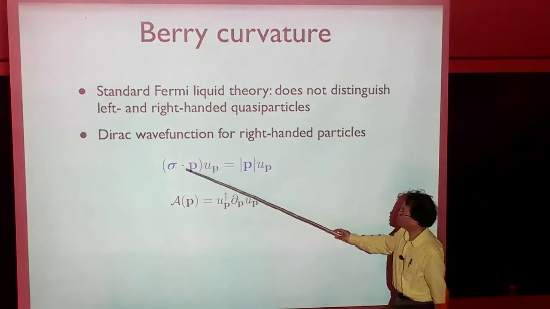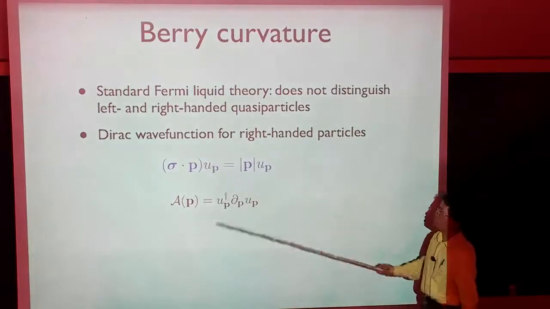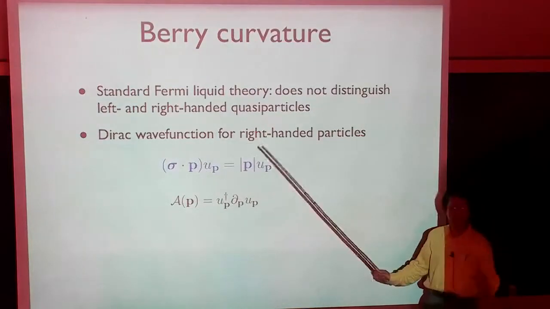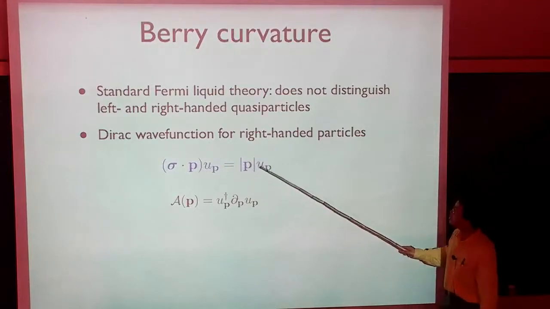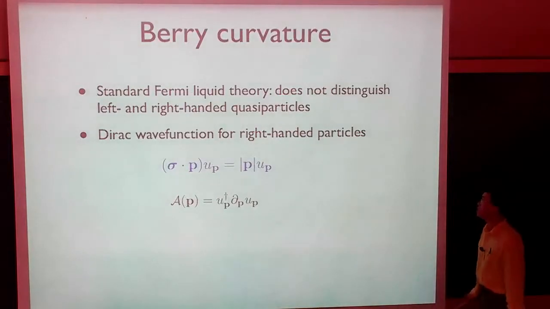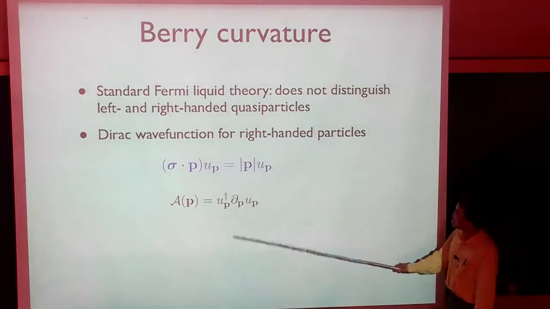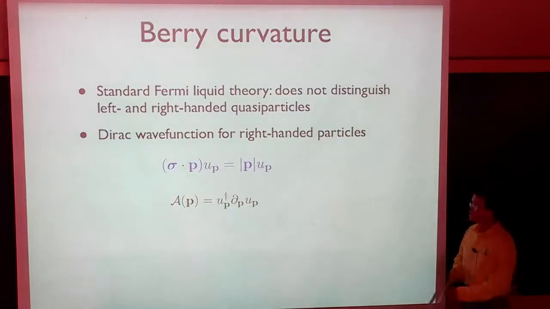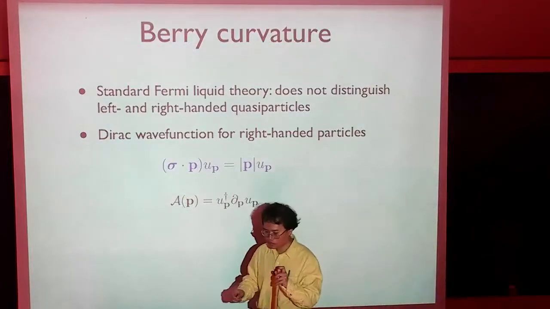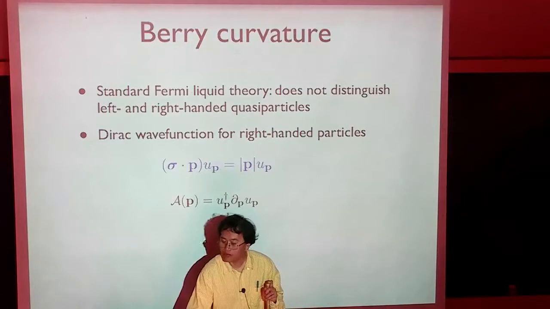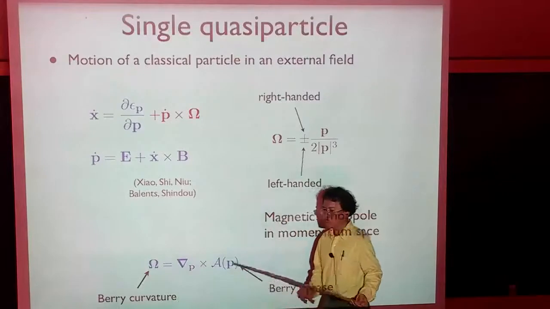of the wave equation for the wave function of right-handed fermions with momentum p, for example, it is a two-dimensional spinor, and we have to solve this equation. So the wave function will be a two-dimensional spinor function of p, and one can construct a potential that lives in momentum space using this, and this potential is important for the motion of a classical wave packet constructed from the wave function of the Dirac equation.